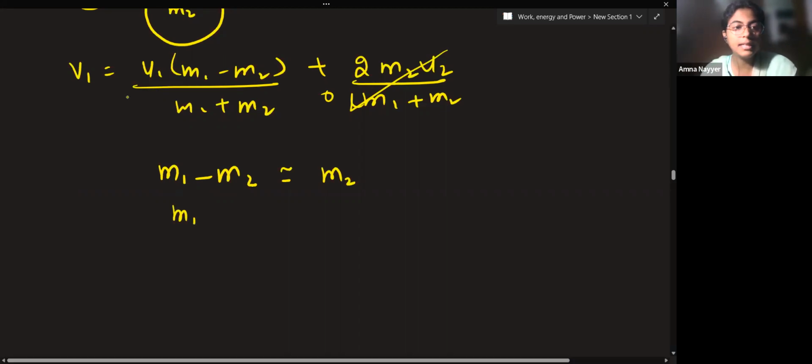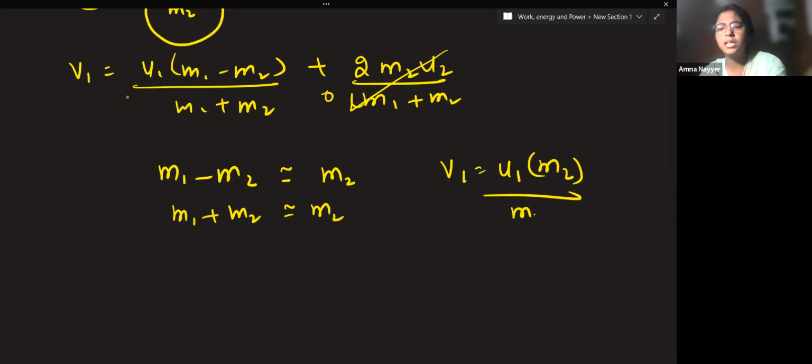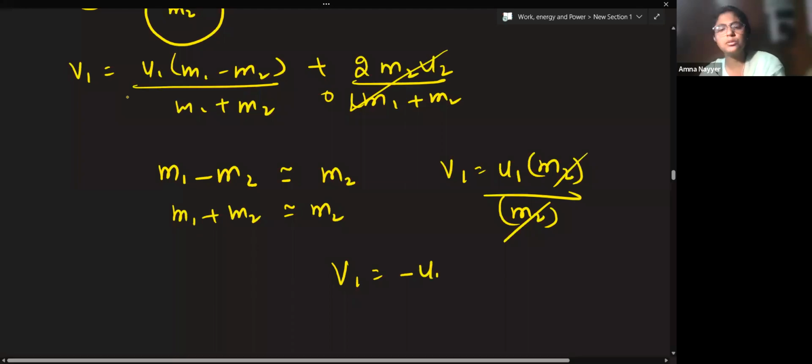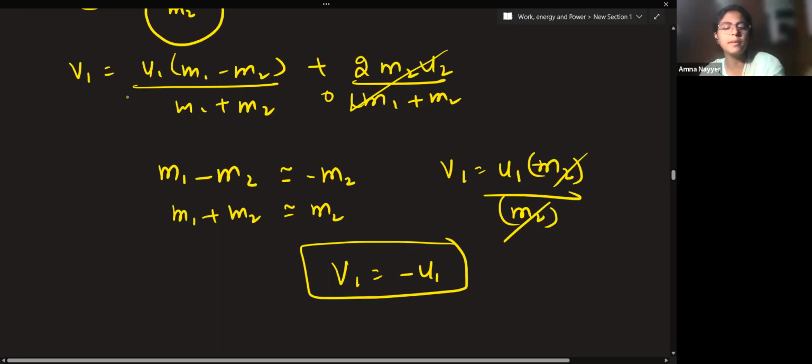Also, M1 plus M2, when we write this, is almost equal to M2 only. Reason? You're adding a very small number to a very huge number. Like in 1000, you're adding 1. So 1001 you write, or even if you write 1000, that is almost equal. So that's why we are writing M2 only here. So if you write M2, V1 will become what? U1, and this entire term becomes M2, this entire term becomes M2. Cancels. So V1 is equal to minus U1. Actually, you should write it with the minus, because of this sign.